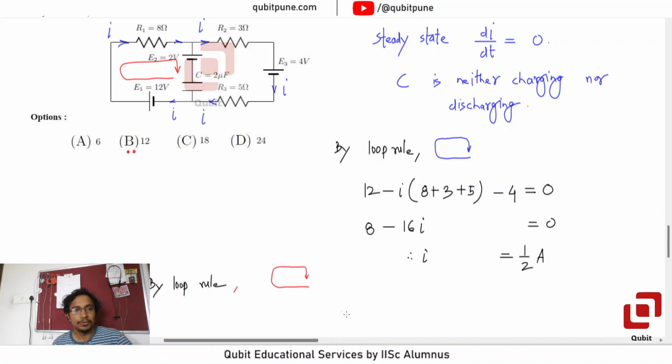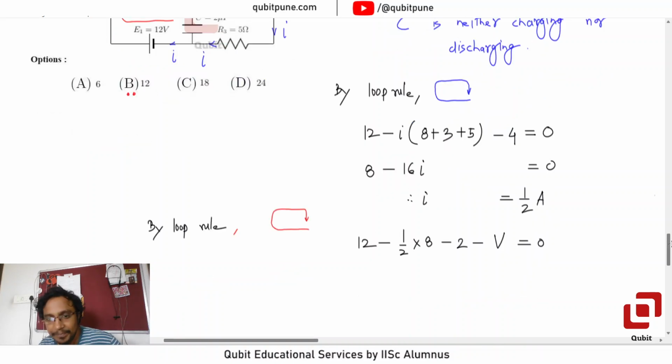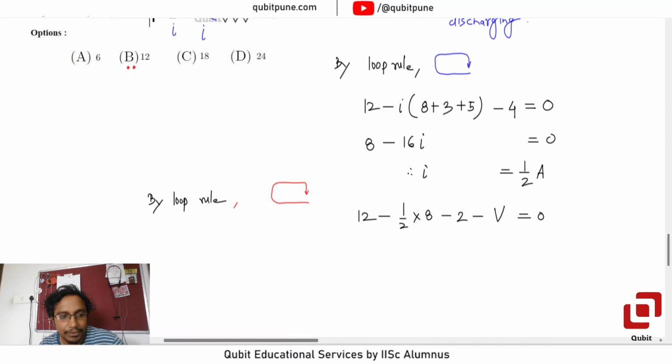Okay, so 12 volts minus 8 into 1 upon 2, that is the IR part. Now we are entering this. Tell me, will this 2 volts be considered positive or negative? Negative should be taken. Correct, negative minus 2. And let's say minus V, let's take V for now, equals 0. Okay, so this is 4. So V will be 6 volts.